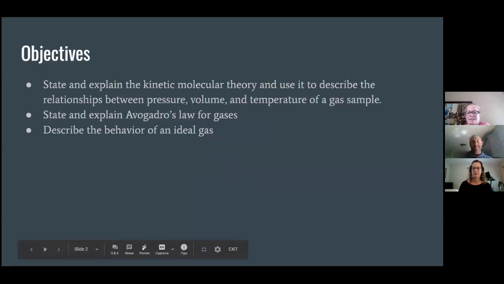Today's objective is that you're going to be able to state and explain the kinetic molecular theory, and use it to describe relationships between several variables, including pressure, volume, and temperature of a gas sample. The middle bullet should make you feel like deja vu, that name Avogadro is coming back. We haven't seen his name for quite a while. And then finally, we're going to describe the behavior of an ideal gas.